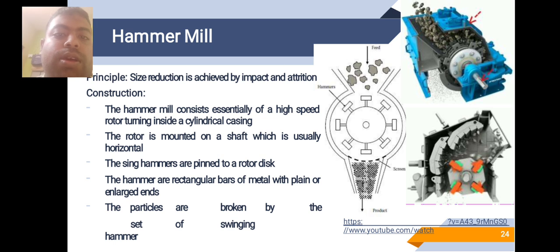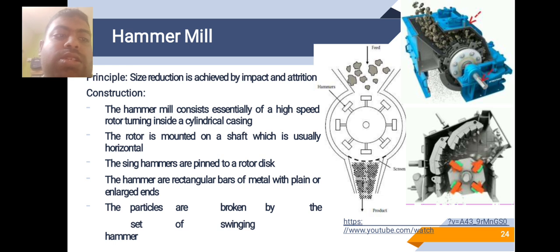Hammer mill. Size reduction is achieved by impact and attrition. The hammer mill consists essentially of a high-speed rotor turning inside a cylindrical casing. The rotor is mounted on a shaft which is usually horizontal. The swing hammers are pinned to a rotor disc. The hammers are rectangular bars of metal with plain or enlarged ends. The particles are broken by the set of swinging hammers.